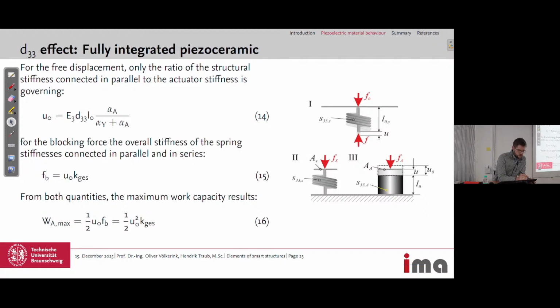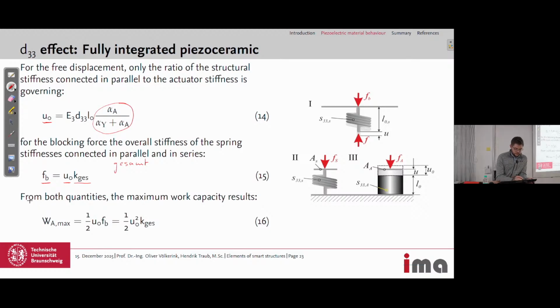And now we can express the free displacement with these ratios, and we can also have a new equation for the blocking force Fb, which is then U0 times the overall stiffness of the springs in parallel and in series. So here's GES, written for, in German, Gesamt, so overall or all stiffnesses.